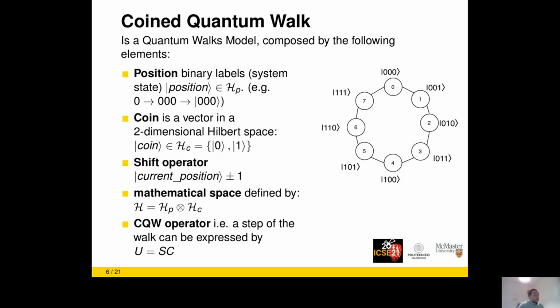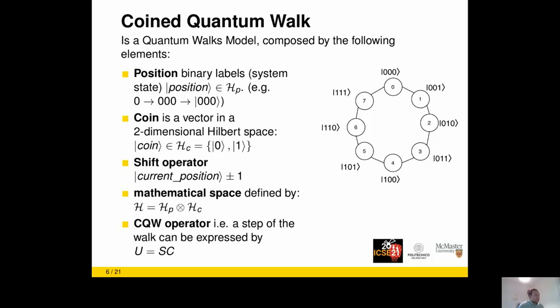To encode the position, then, we have to encode 8 digits. And so we can use 3 qubits, a vector of 3 qubits, to encode them in a binary way. At the end, we obtain, for instance, for node 0, a vector of 0, 0, 0. The coin is a vector in a two-dimensional Hilbert space. This case can assume value 0 and 1. And the shift operator is the operator that will increase or decrease the position by 1.